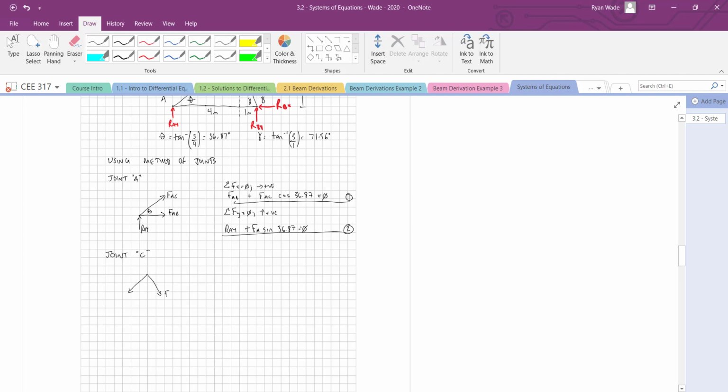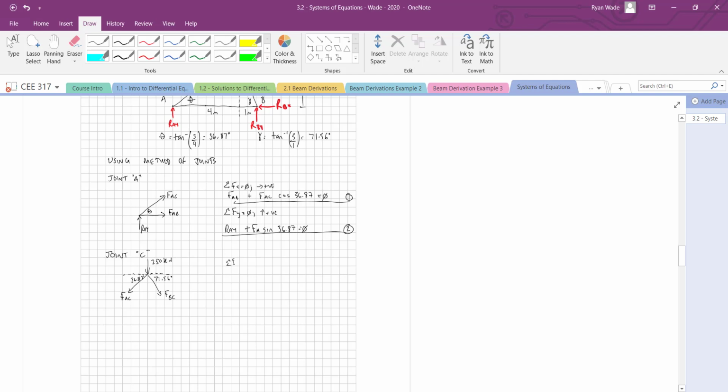So this is FBC and FAC, right? Equal and opposite. And now this becomes my 36.87 degrees, and this becomes my 71.56 degrees, and that's from trig. And I've also got my 250 kilonewton force down. So I'm going to do the same thing.